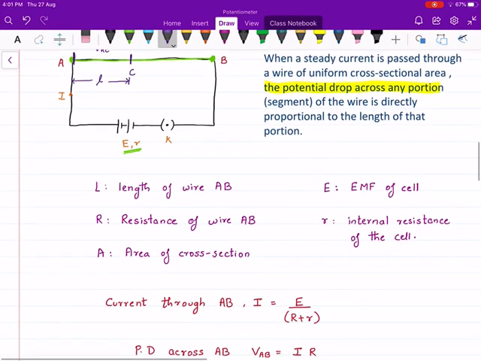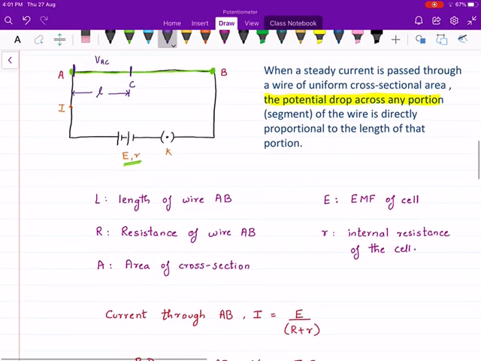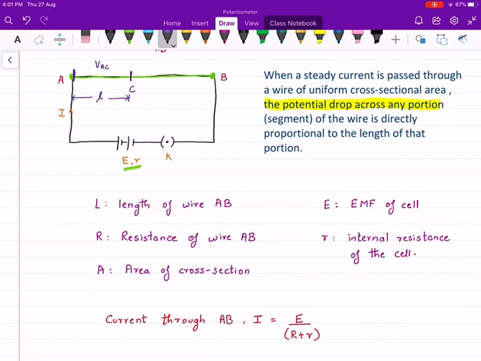Let's see that part. Okay, so now let capital L be the length of the wire AB. Capital R be the resistance of the wire AB. Capital A is the area of cross section. E is the EMF of the cell, and small r is the internal resistance of the cell.